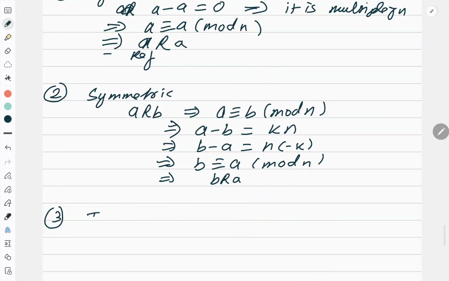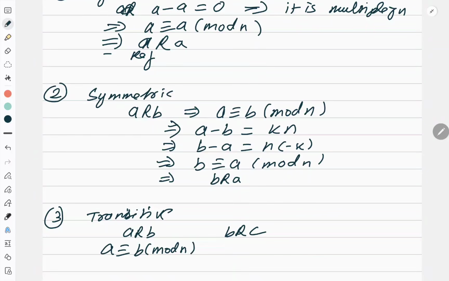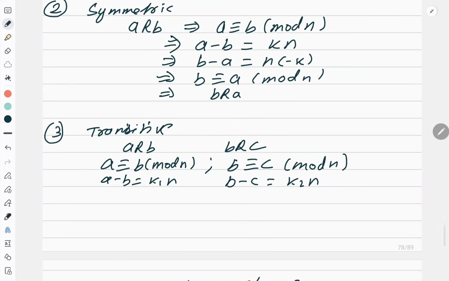Let's do the third one, transitive. This is also the same as x minus y is a multiple of 5. That is the same thing. There it was 5, here it is n. So now if a is R related to b and b is R related to c, a is R related to b means a minus b is equal to k1n, and b is congruent to c mod n, or b minus c is equal to some k2n. Correct? What is my target? I am targeting a and c.